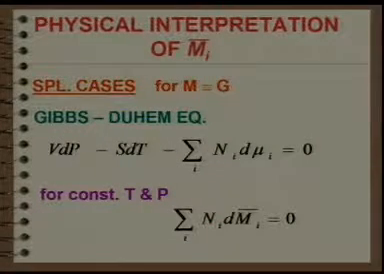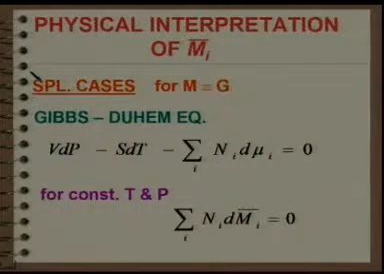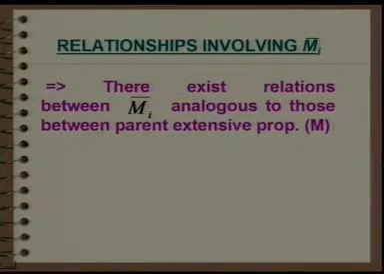Now, finally, we will also see some more relationships involving these partial molar properties. Just as we have relationships between various parent extensive properties, U is equal to U plus PV, H is equal to U plus PV, G is equal to H minus TS, in a similar manner you can derive relationships between corresponding partial molar properties. As a general statement, there exist relations between Mi bar which are analogous to those between parent extensive properties M.